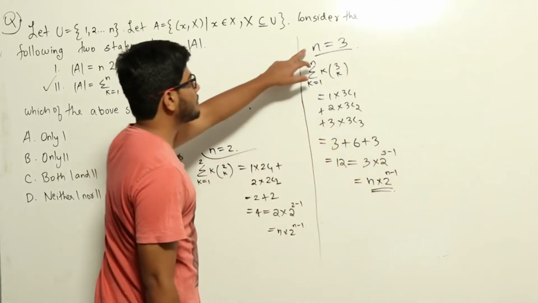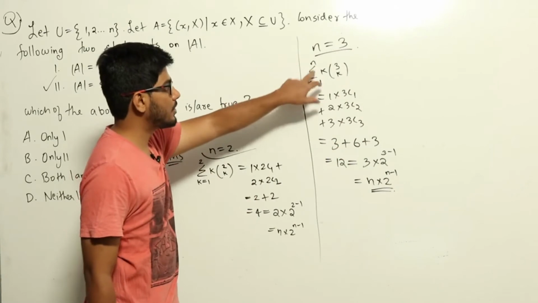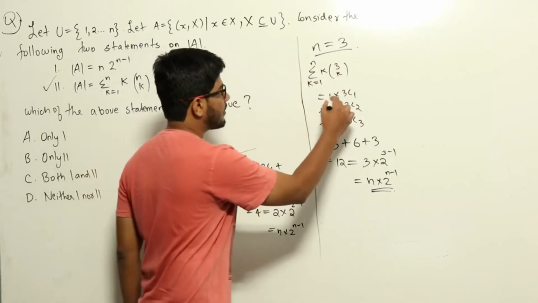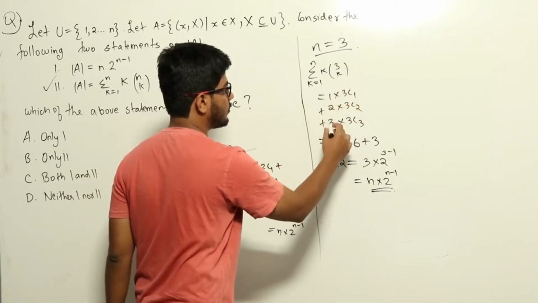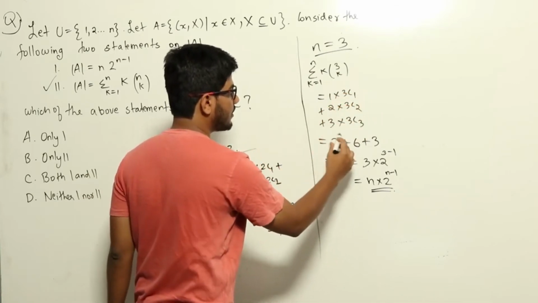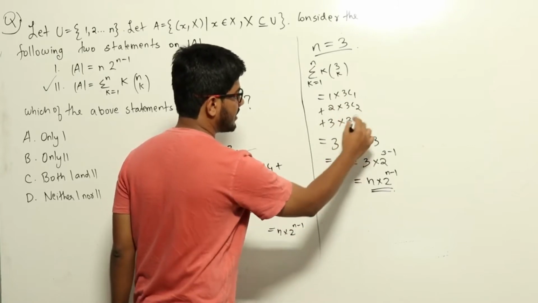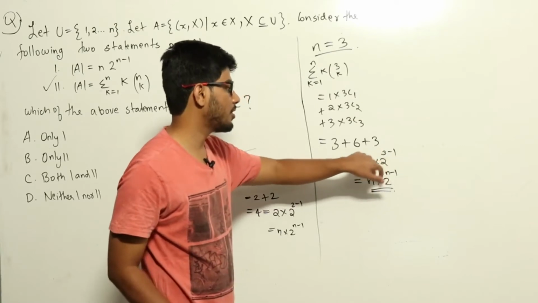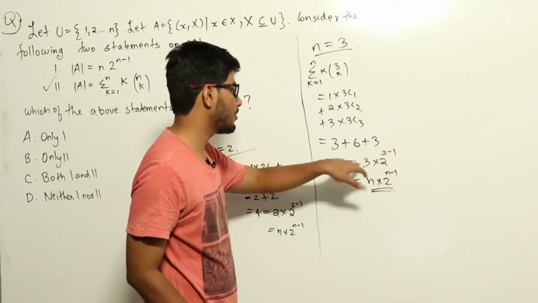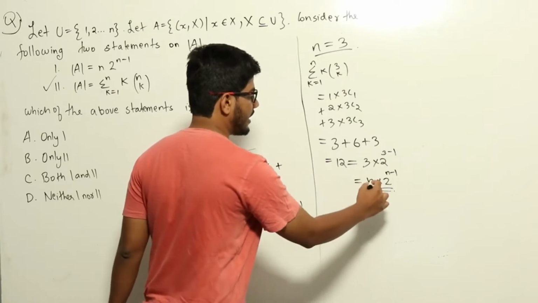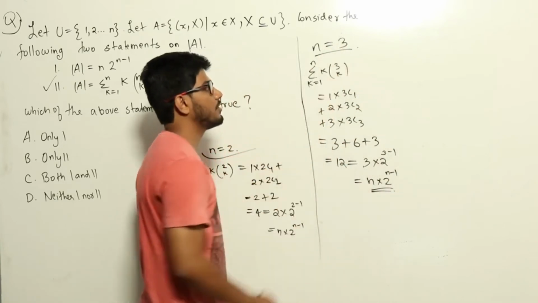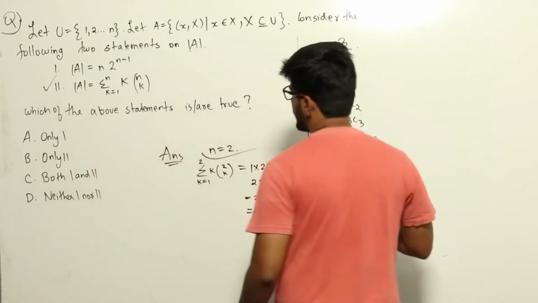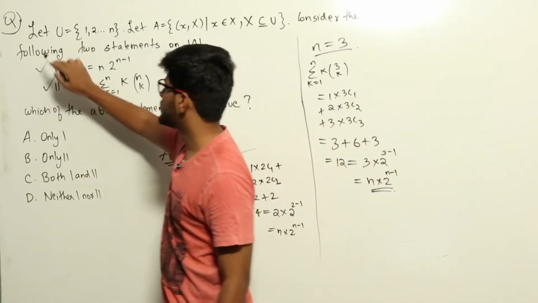We'll try for n equal to 3 as well. Sigma k equal to 1 to n of k into 3Ck, that is the sum value. That will be equal to 1 into 3C1 plus 2 into 3C2 plus 3 into 3C3. That's equal to 3 plus 6 plus 3, that is 12. Now 12 again I can rewrite as 3 into 2 power 3 minus 1. 2 power 3 minus 1 is 2 square, that is 4. 4 into 3 is 12. So this will be equal to n into 2 power n minus 1 when n is equal to 3. Similarly, you can verify for larger n values as well, but you will see that statement 1 holds. So statement 1 is also correct.